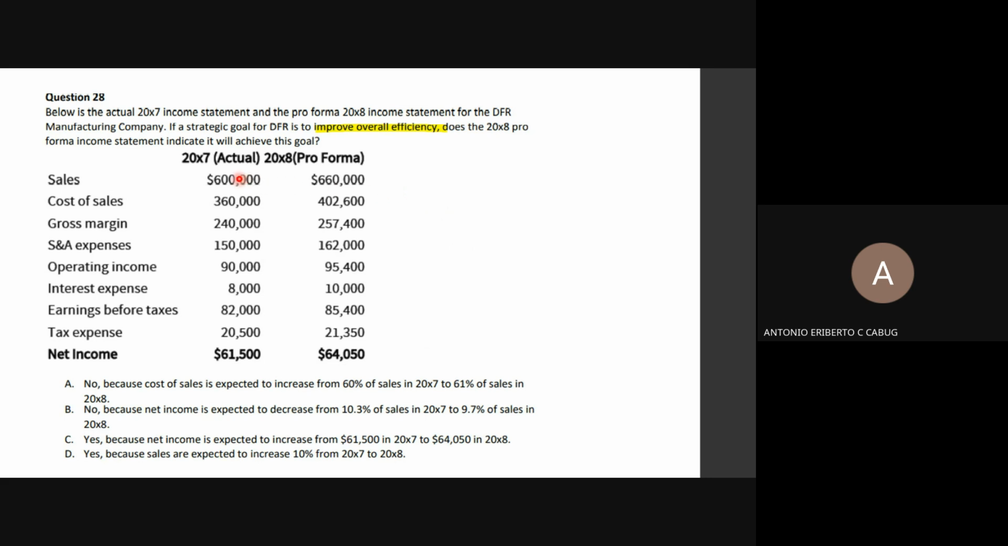So based on 2007, 61,500 over 600K, that's 10.3%. But in the pro forma FS for 20x8, 64,050 may be an increase from last year. But as a percentage of sales, it's only 9.7%. B as in boy. No? The answer is no. It will not be considered an achievement because overall, your expenses as a percentage of sales increase, indicating by the net income becoming lower as a percentage of sales. So the answer here is B as in boy. No? Overall efficiency kasi ito.